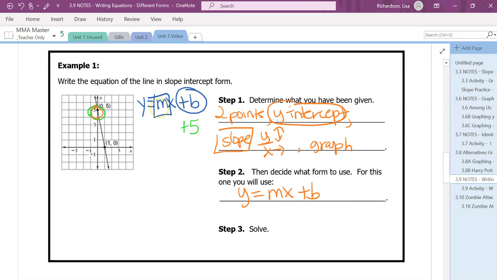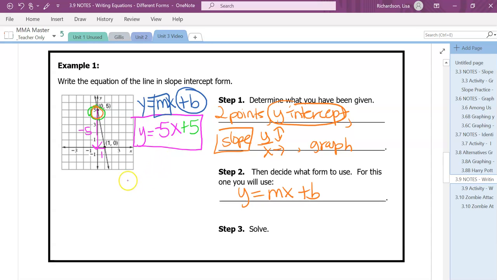Now I need to find my m value. What is my m value? So it luckily has marked 2 points for me. There's one here and there's one here. So I'm just simply going to count my slope. So from here I go down 1, 2, 3, 4, 5, and I go over 1. So if I go down 5, that is actually a negative. So that would be y equals negative 5x plus 5. And that is actually the equation of the line.